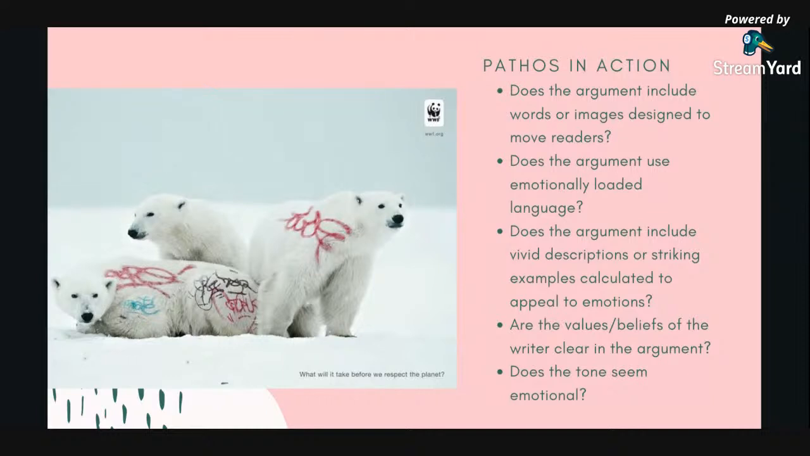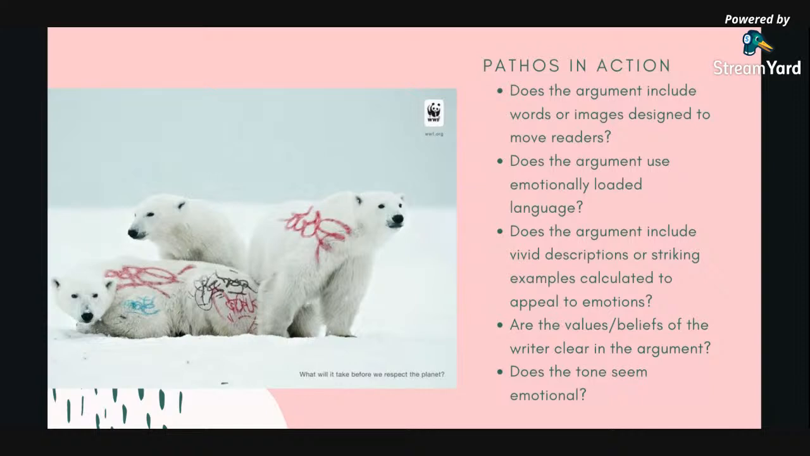The next bullet point: does the argument include vivid descriptions or striking examples calculated to appeal to emotions? This is from WWF.org. I think that's World Wildlife Foundation. So their goal is to support and protect wildlife, correct? And the goal of this is to remind people of the kinds of things that can happen. Does it need to come to this before people start paying attention?